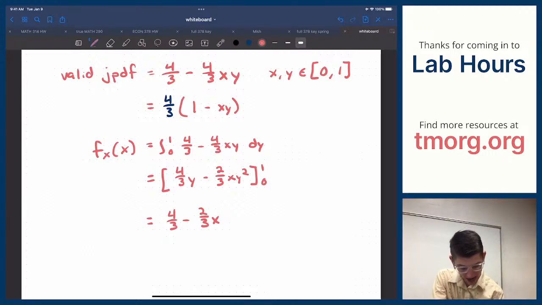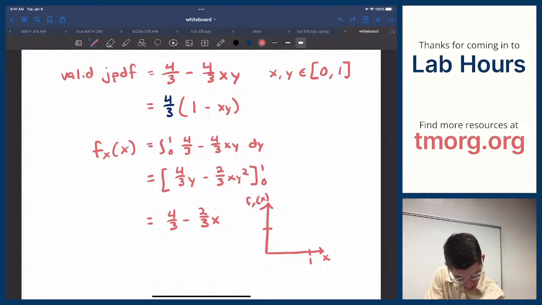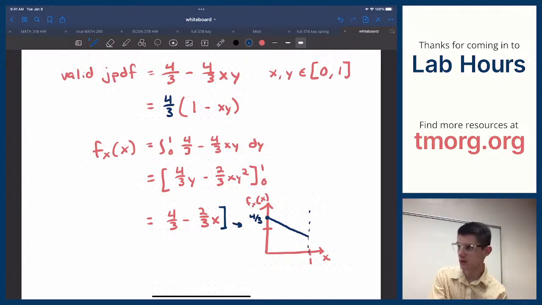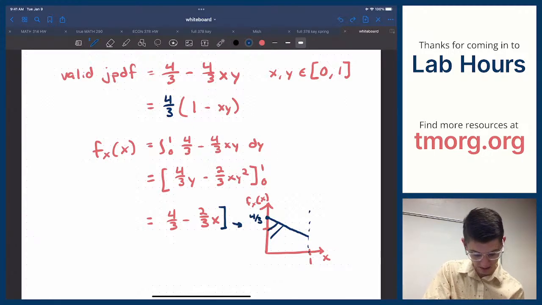If I were to make a rough graph of what this PDF looks like over the bound from 0 to 1, here's x, here's fx of x. It will intercept at 4/3 at x equals 0, and it will kind of come down like this. In fact, it will come down a little bit steeper. That's basically what it looks like. And the fun fact is, because we know this is a valid PDF, this integrates to 1, which is pretty cool. I'll leave that as an exercise if you want to verify that.